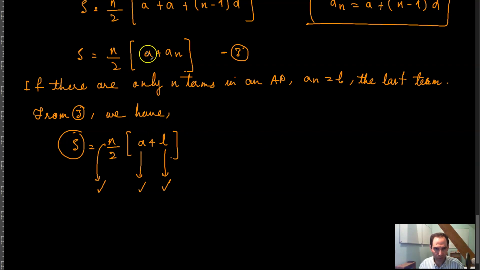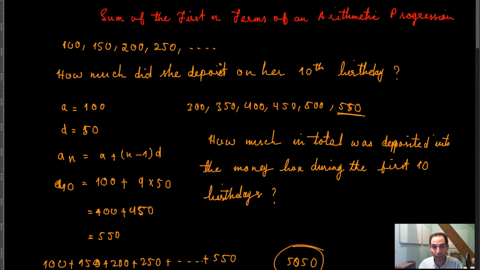So now we can use this formula, which is basically all of these formulas, as they are actually the same formula, in order to answer the questions that we previously had. Now we return to the question that was posed to us in the beginning. The amount of money in rupees in the money box of Shakila's daughter on 1st, 2nd, 3rd, 4th birthday were 100, 150, 200, and 250 respectively.